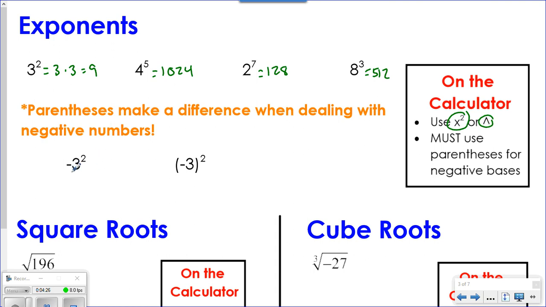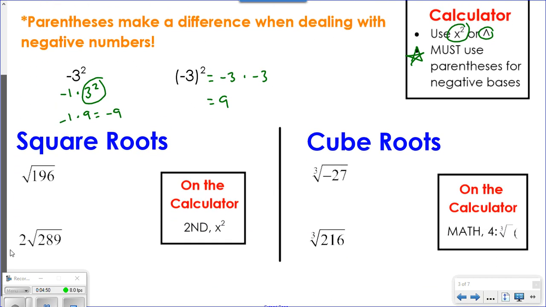Parentheses make a big difference when we're dealing with negative numbers because of the order of operations, exponents come before multiplication. So this expression on the right is the same thing as -1 times 3 squared. So the exponent comes first, so it's -1 times 9, which is -9. Whereas here, this is just saying that we're repeatedly multiplying -3, and our product there is going to be positive. So you want to be careful with parentheses when you have a negative base.